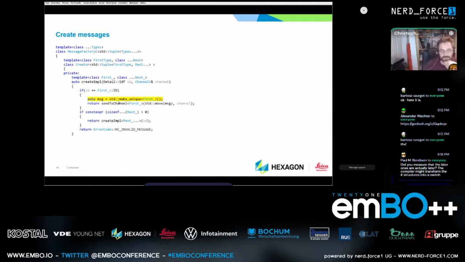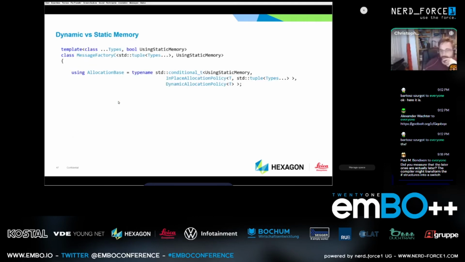We do that by implementing a policy, either an in-place allocation policy or a dynamic allocation policy, because we want to use the heap on the big CPU because it has enough memory and enough calculation power. And of course, on the microcontroller, we want to be able to create the messages on the stack.